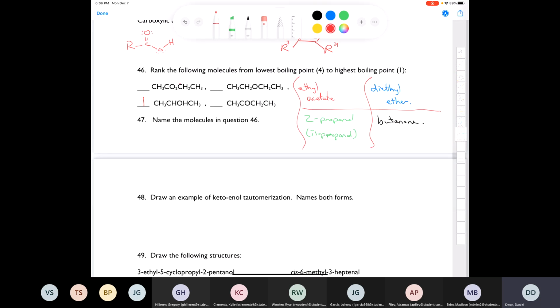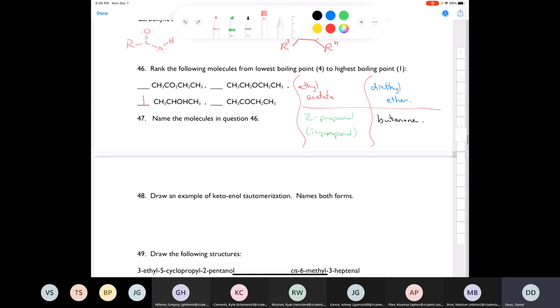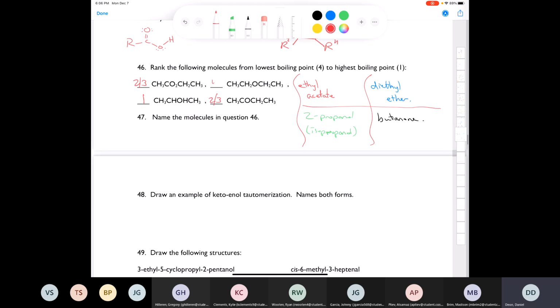Now, between the ester and the ketone, right? The ester and the ketone. I never taught you how to differentiate between those two, to discern which one would be higher than the other. In fact, it's very difficult to predict, really. So you could put 2, 3 here, and you could put 2, 3 here, right? The ether is going to be the lowest boiling point for sure, right? It's got the weakest dipole in it.